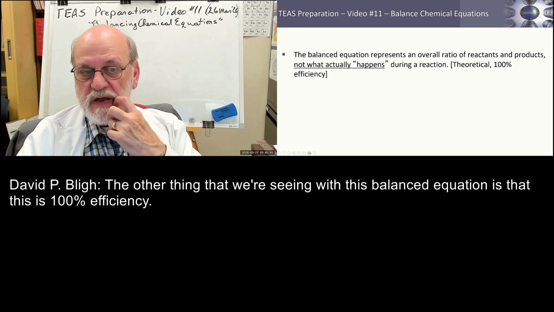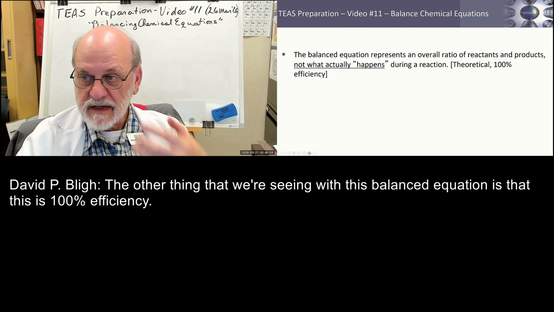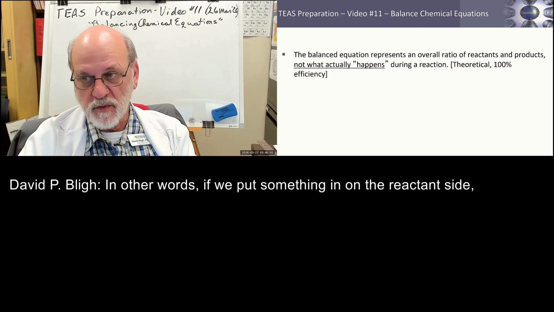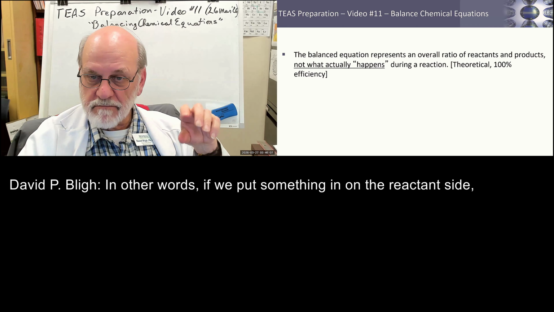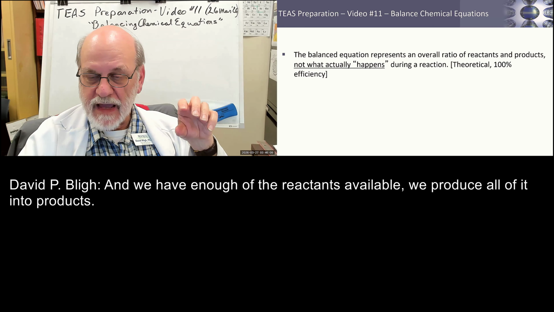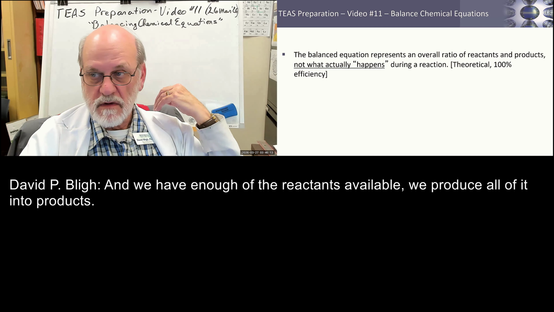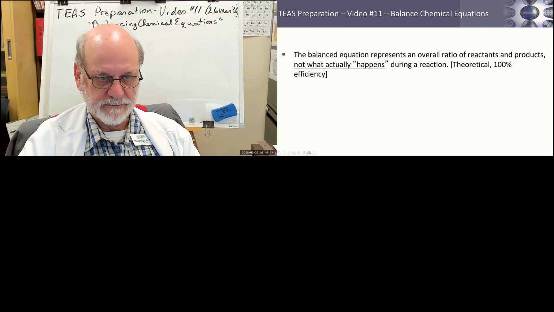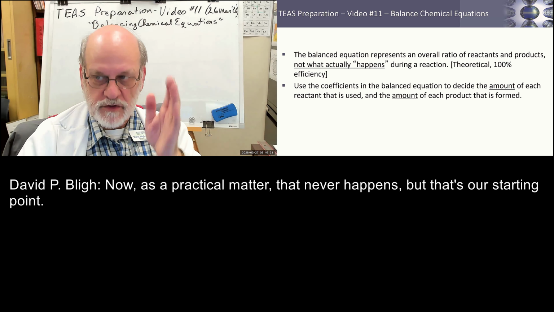The other thing that we're saying with this balanced equation is that this is 100% efficiency. In other words, if we put something in on the reactant side, and we have enough of the reactants available, we produce all of it into products. Now, as a practical matter, that never happens, but that's our starting point.